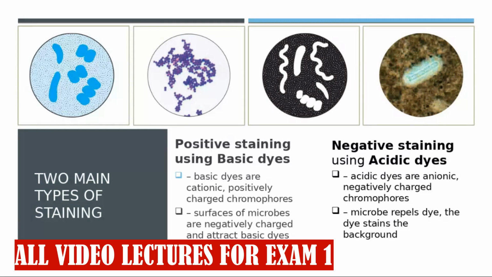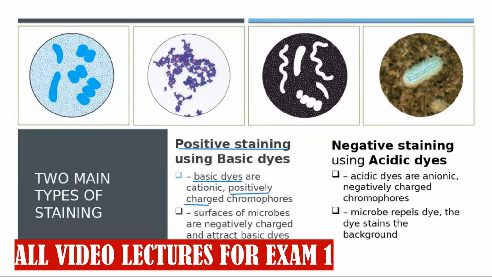There are two main types of staining. The first one is positive staining. Positive staining usually uses basic dyes. Basic dyes are cations, which means they carry a positive charge. Just remember the cell is actually more negative, so the cell carries a negative charge.